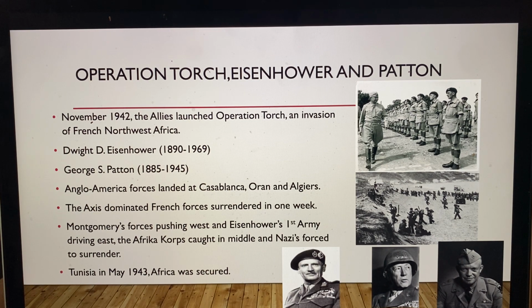So the Nazis surrendered in Africa, which was a great thing for the Allies, I should say. A great accomplishment, let's say, being able to conquer the Nazis at this point. So in Tunisia, in May of 1943, Africa was totally secured now by the Allies, and the German forces were driven out of Africa.